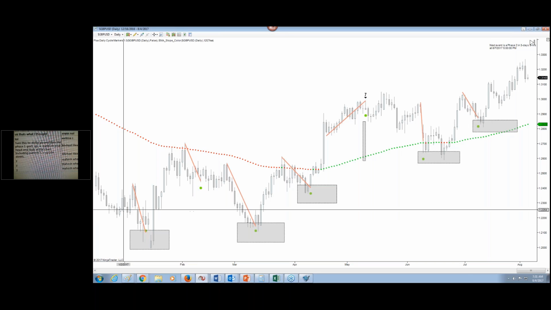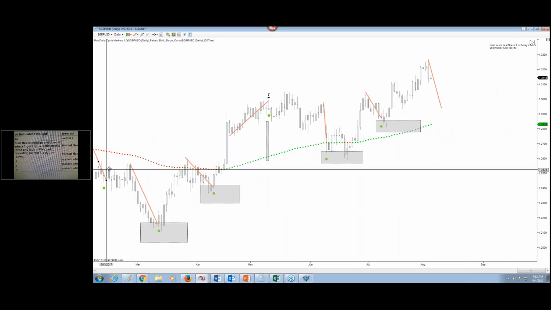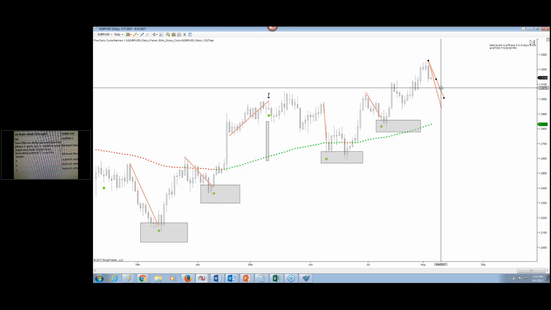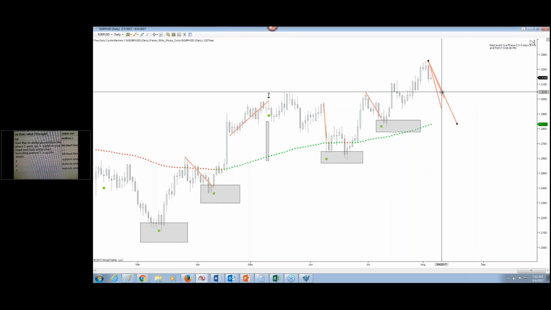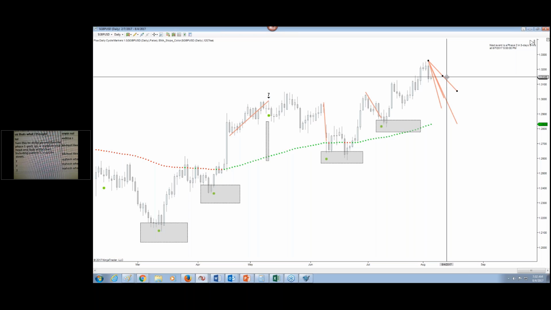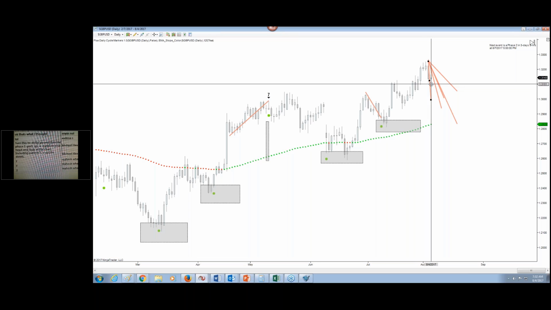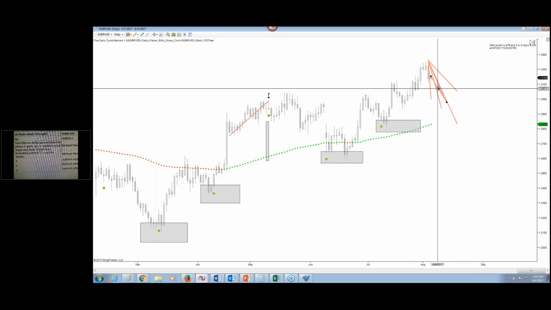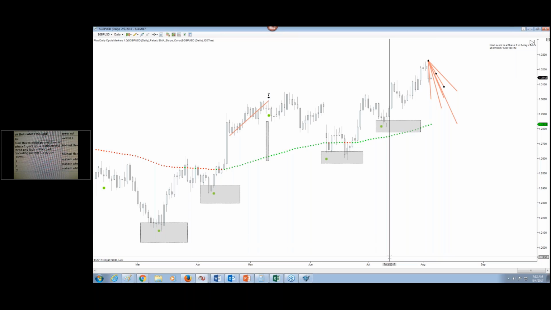Okay, so now I'm going to take these orange lines and I'm going to pull them up to where the high is right now. Because I want to know, is it going to be a top or a bottom when I get there? Okay, so, wow, look at that.